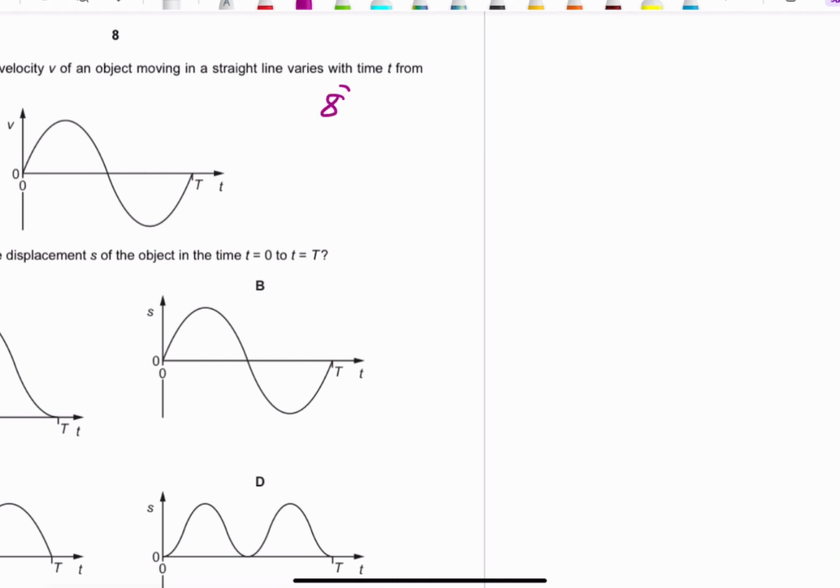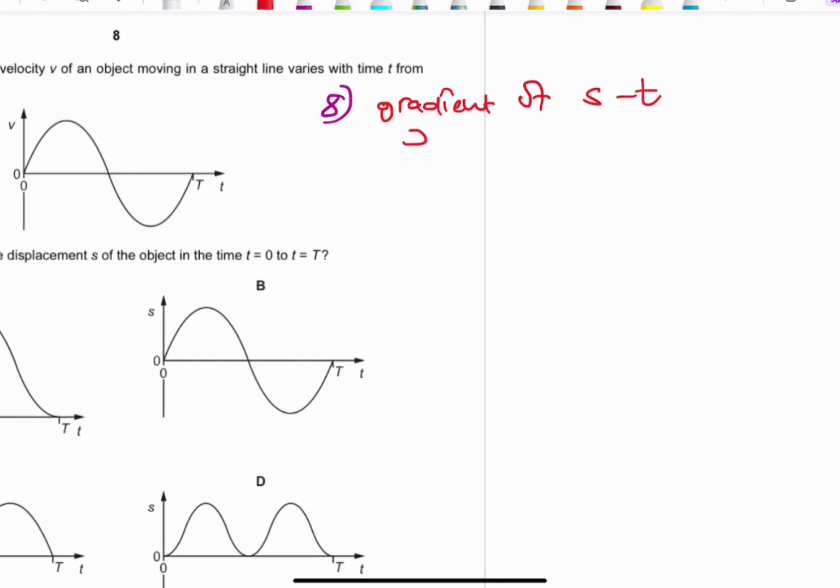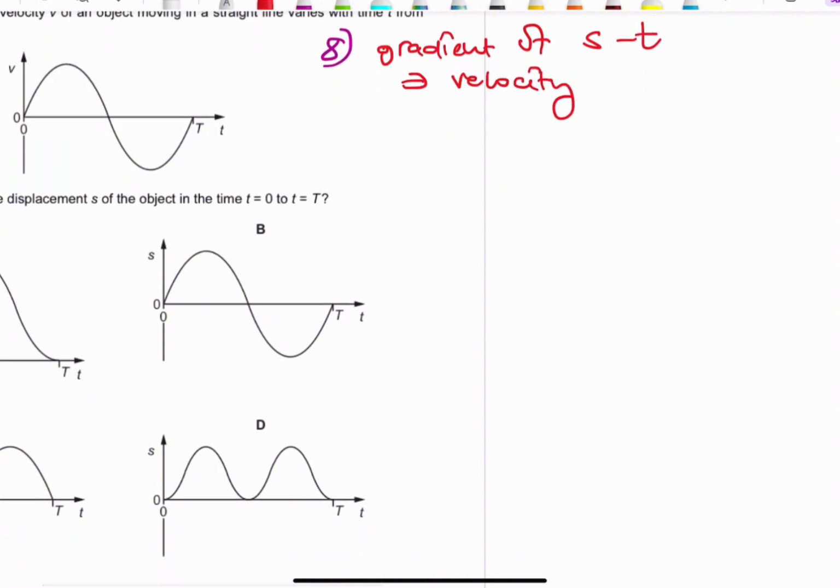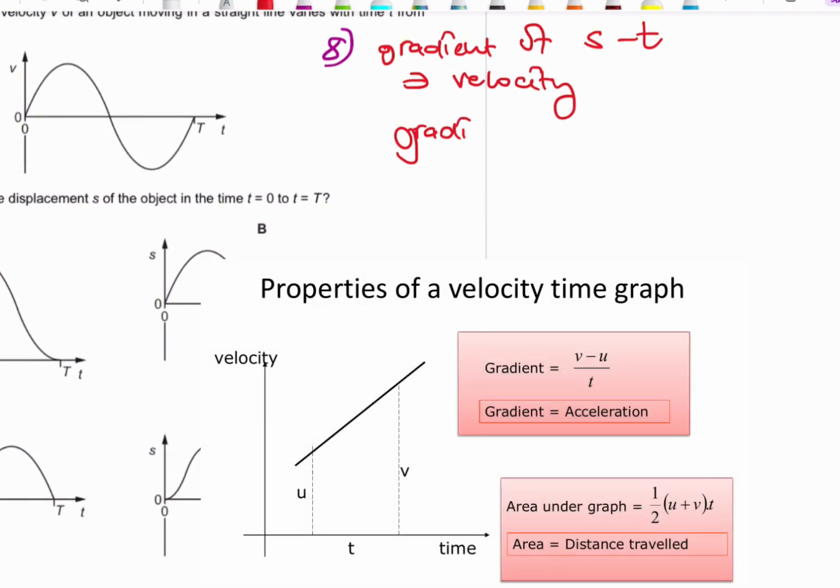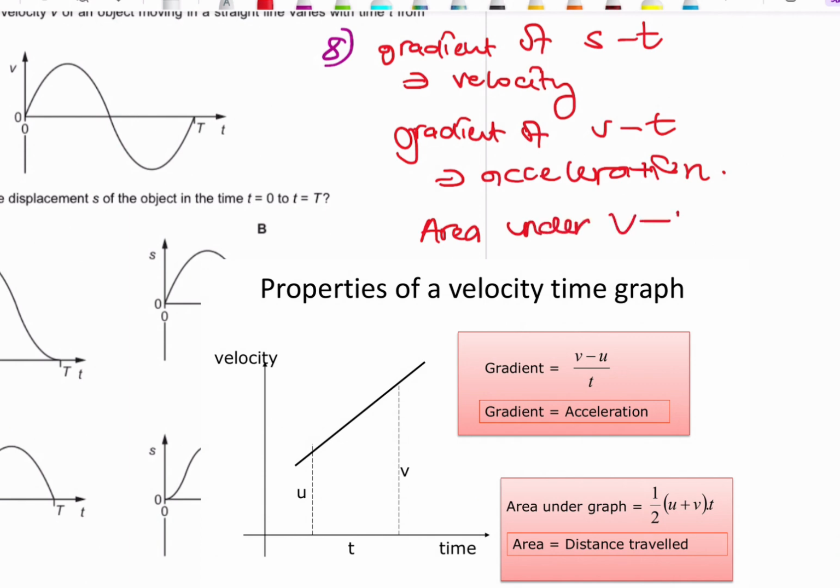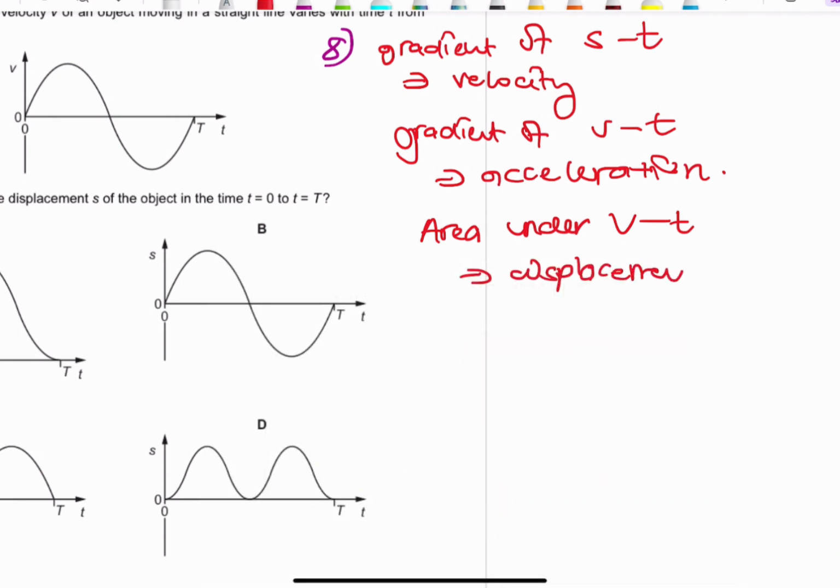So for question 8, you basically need to know these three things. The gradient of a displacement-time graph represents velocity. Very important. And the gradient of a v-t graph represents acceleration. The area under a v-t graph represents displacement. So these are very important key facts that you need to know.